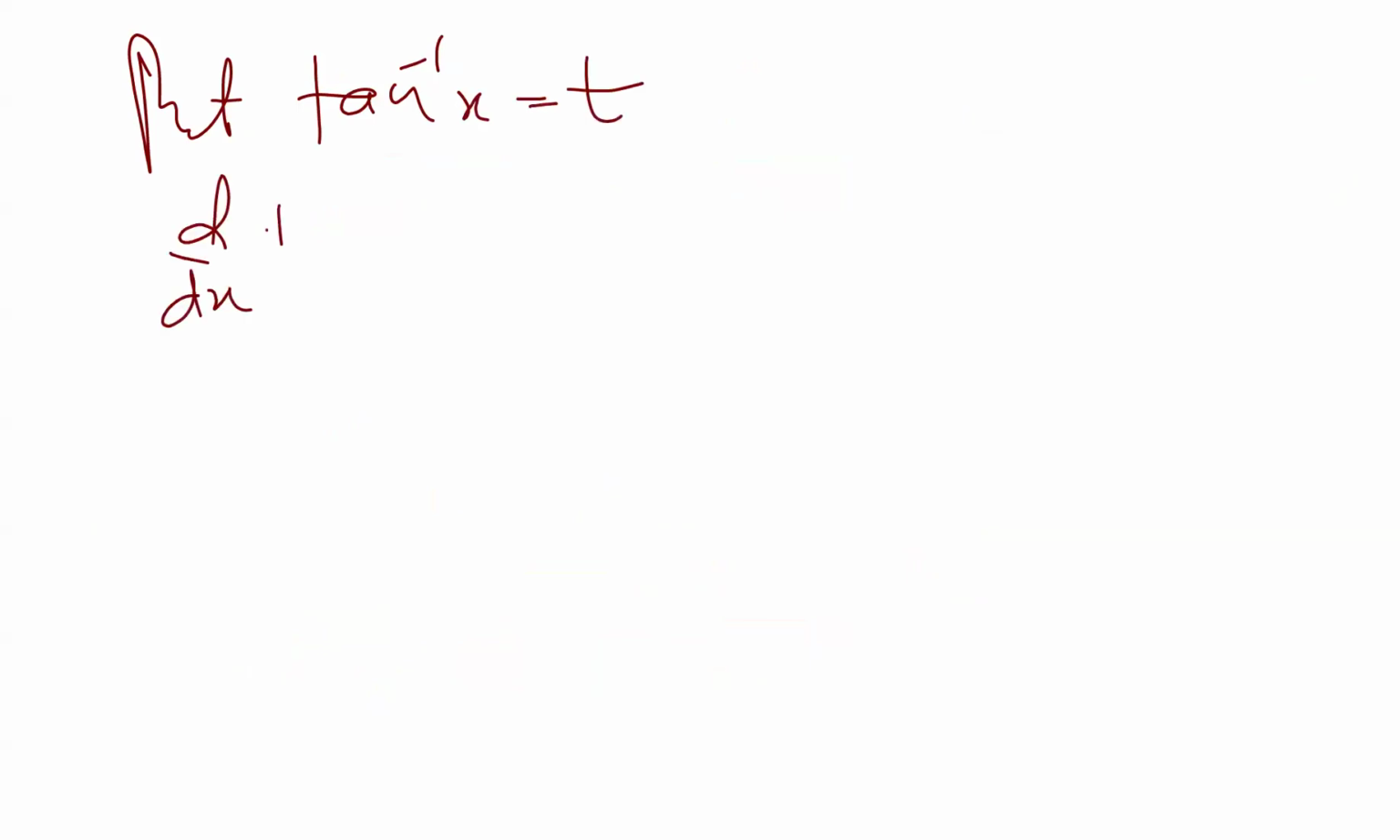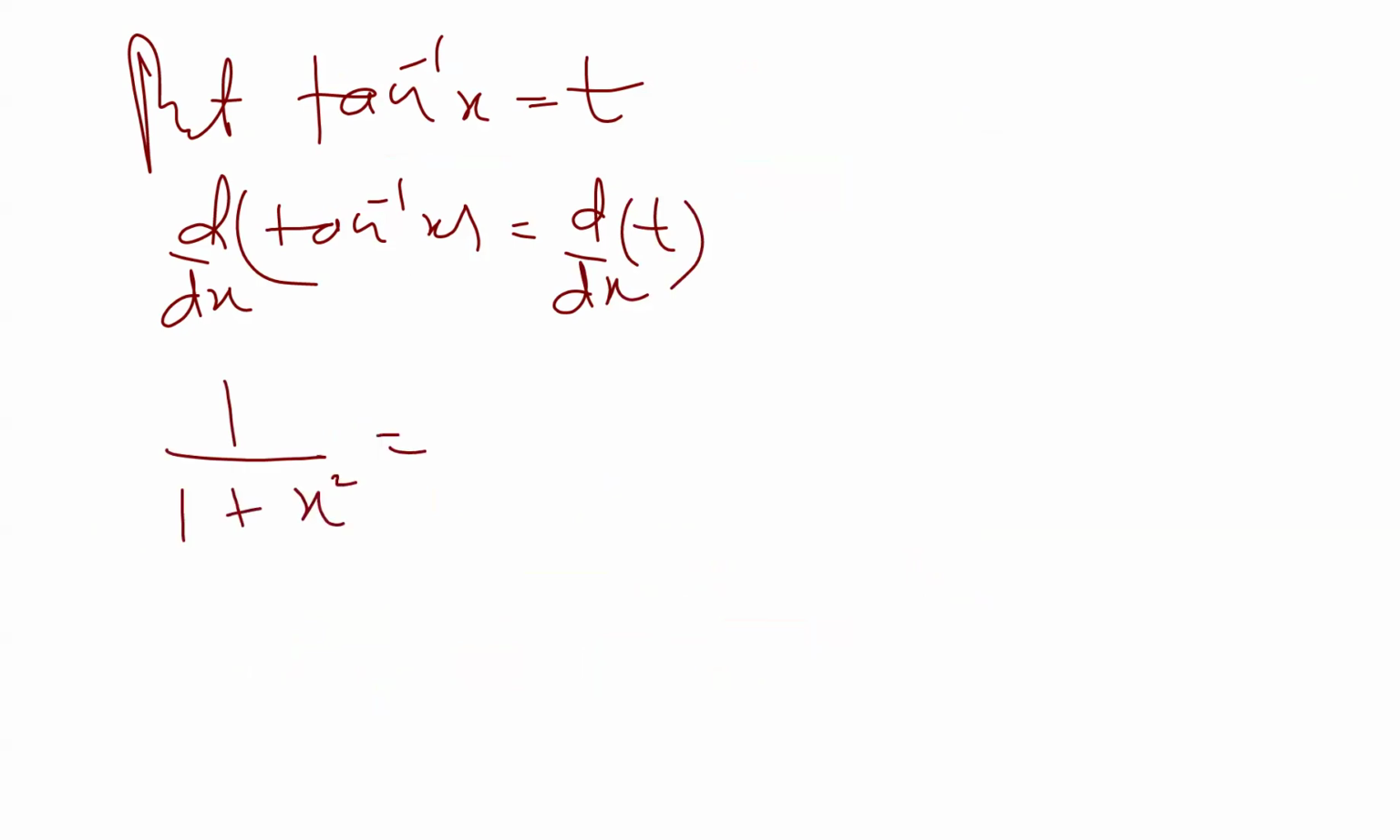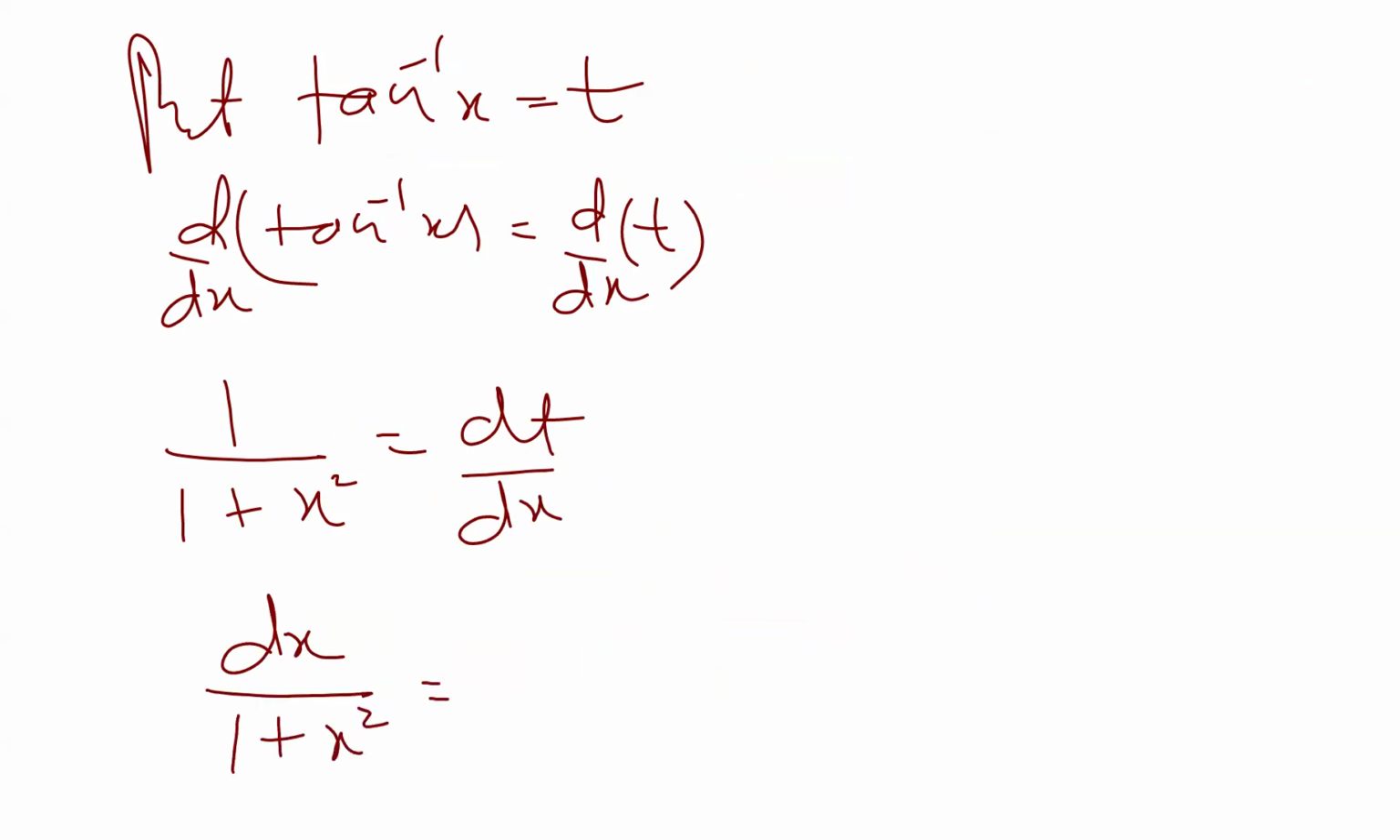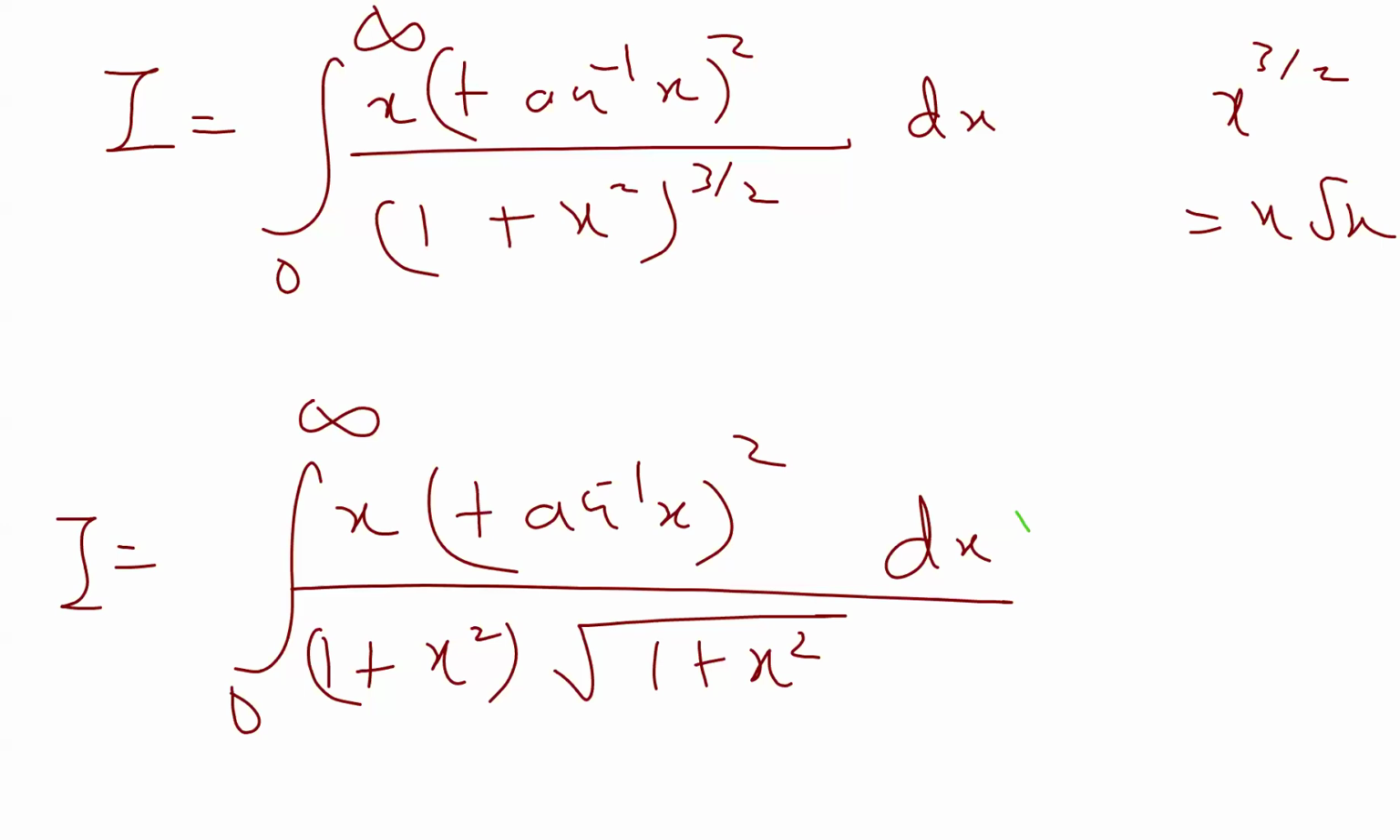So d by dx of tan inverse x is equal to d by dx of t. The derivative of tan inverse x is 1 upon 1 plus x square, which is equal to dt by dx. So dx upon 1 plus x square is equal to dt. Okay, so this part is dt. See, dx upon 1 plus x square is sorted. Tan inverse x is sorted. What is not sorted is this part, x and root of 1 plus x square. So we'll try to figure out what to do with this, but first we'll change the limits.